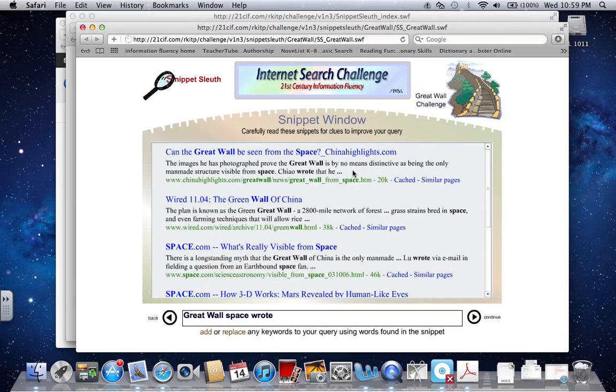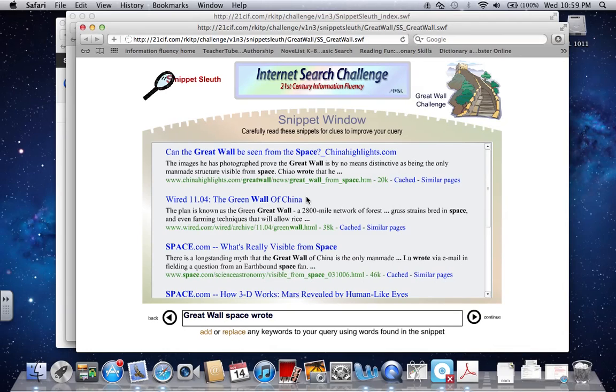The images he has photographed prove the Great Wall is by no means distinctive as being the only man-made structure visible from space. Chow wrote, well, that doesn't really sound to me as if that's going to answer my question. It says Chow wrote, but I don't know who Chow is. I don't know if he's really going to be said to have written anything about the Great Wall.